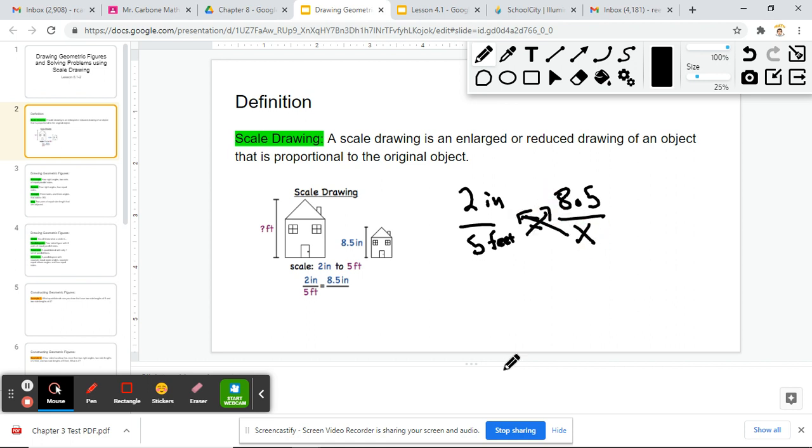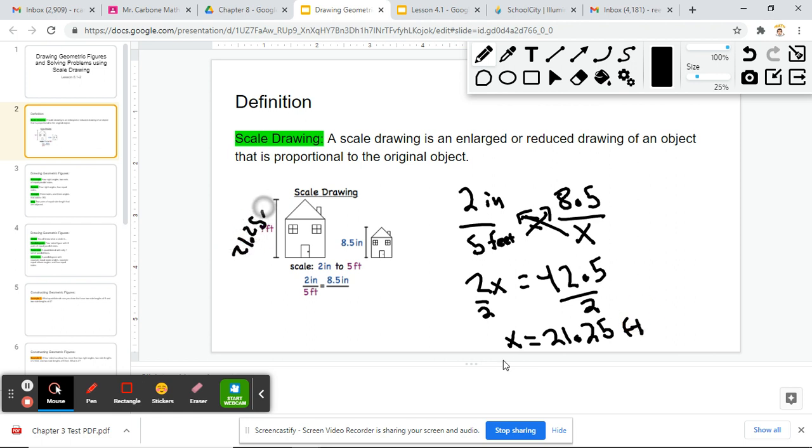All right, so obviously we can cross multiply these, right? So 2 times x is 2x, and 8.5 times 5 would give us 42.5. So 2x is equal to 42.5. And then we'll divide both sides of our equation by 2 here, and we would get x is equal to 21.25 feet. So that means that this building right here would be 21.25 feet tall.